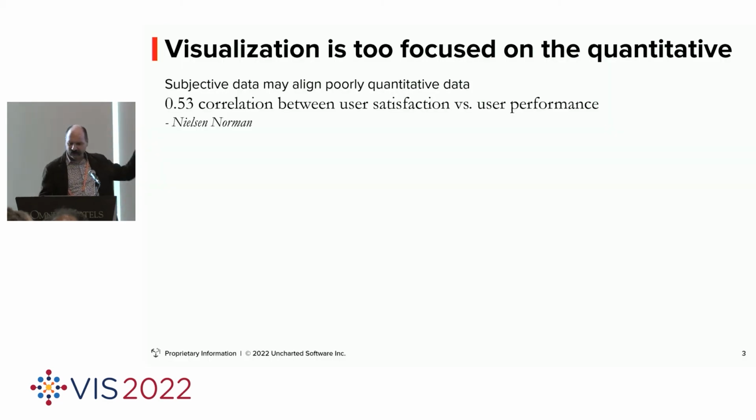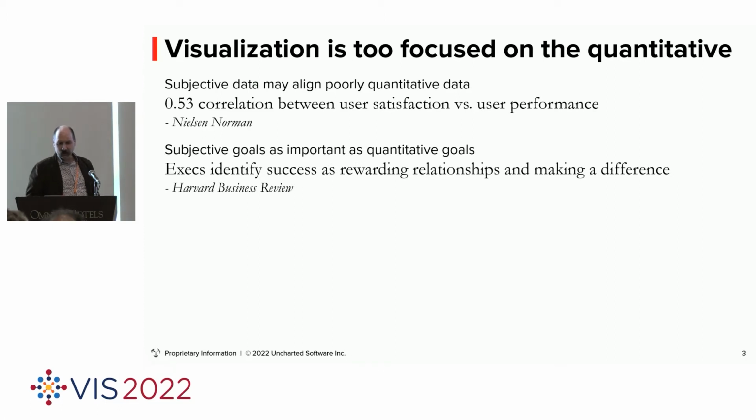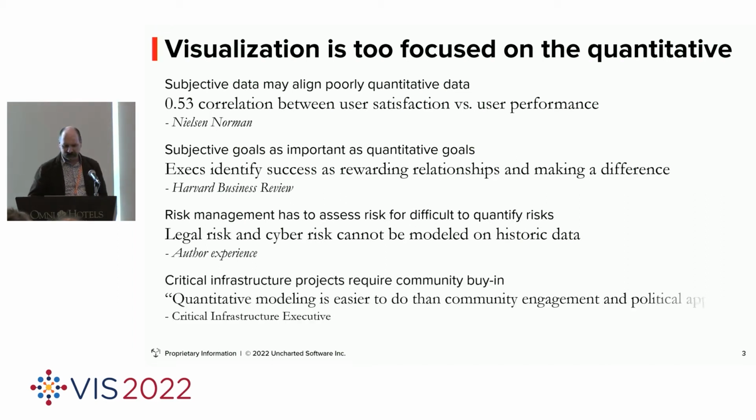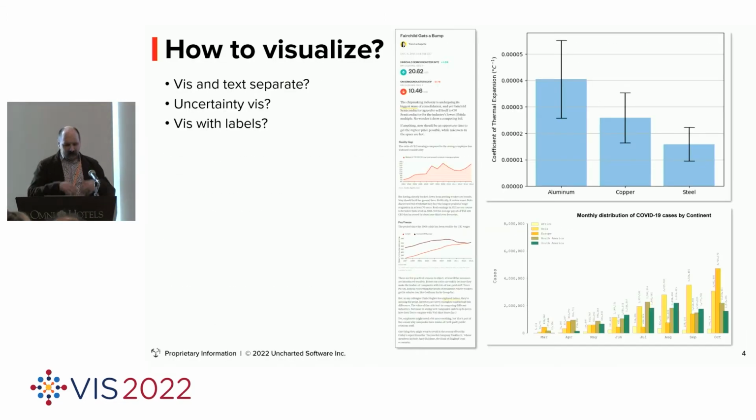Here are a few examples. Subjective data may align poorly with what your objective is. Non-quantitative goals might be more important. On the business side, we might be getting to things that are very difficult to measure. And sometimes the quantitative is not the hard part. In a lot of political issues, we already know what the quantitative answer is. It's the qualitative where things get stuck. How can we then visualize qualitative data? Well, we can do things.